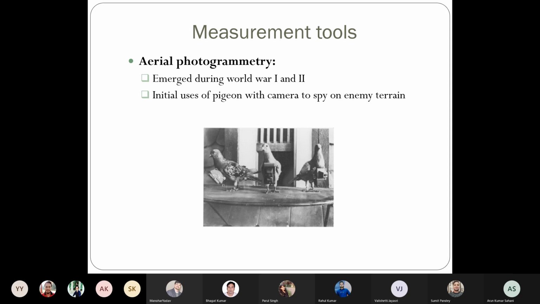Because when we talk about mapping based on a total station, there will be the requirement of two persons. One person needs to handle the total station, another person needs to hold the prism. For each measurement you need to initialize the instrument, and it's a ground-based survey, so it will take many days to complete the survey. Then the requirement was felt: can we have a platform, like an aerial platform?